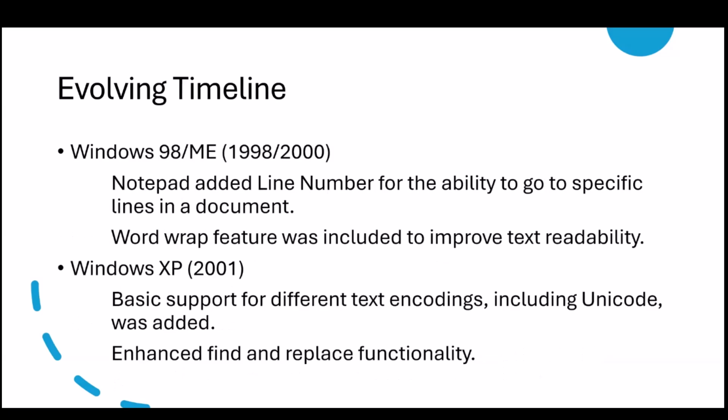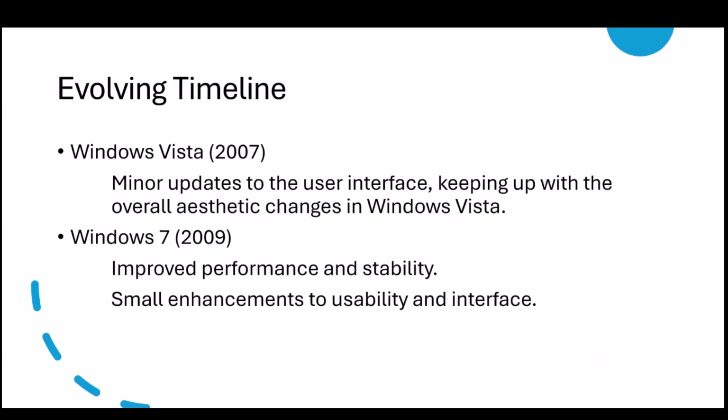In Windows 98, Notepad added line numbers for the ability to go to specific lines in a document. It introduced a word wrapping feature to improve text readability. With Windows XP, basic support for different text encoding, including Unicode, was added. Enhanced find and replace functionality was also included. In Windows Vista, there were minor updates to the user interface, keeping up with the overall aesthetic changes in Windows Vista. With Windows 7, improved performance and stability came with small enhancements to usability and interface.